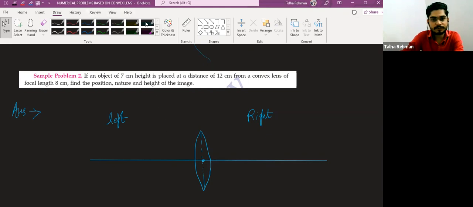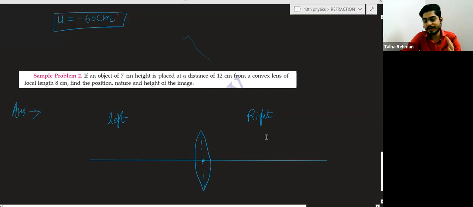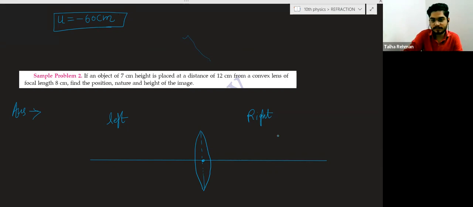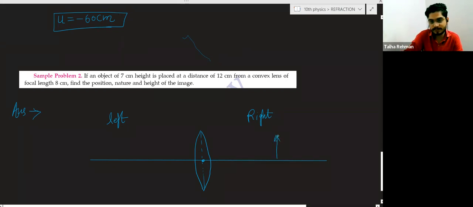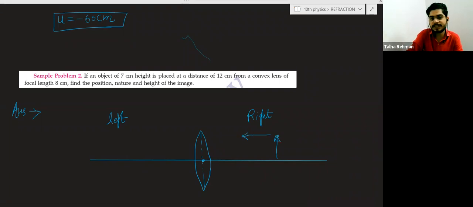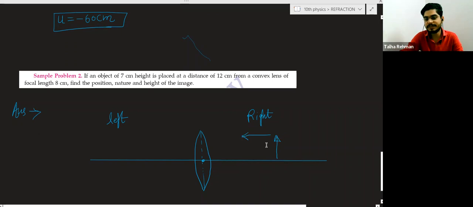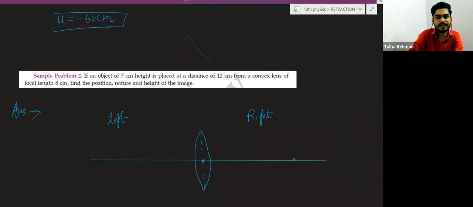So generally, in the question, we always prefer the left side. But I can also place the object at the right side. If I place the object here, the direction of the light will be in this direction, and accordingly the sign convention will change. But what we will do is just place the object always on the left side. Okay, Azaan, so got it?